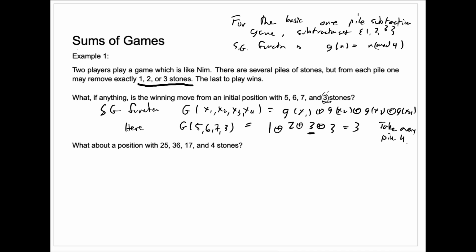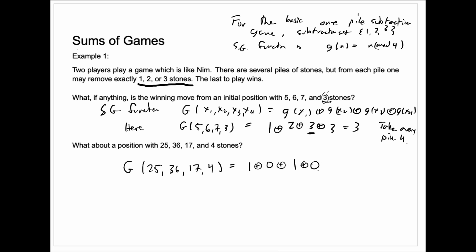Well, what if we started with 25, 36, 17, and 4? Well, again, it makes very little difference how big these numbers are. The nim sums are very easy to compute, especially since the Sprague-Grundy function for the individual piles reduces all the values to 0, 1, 2, or 3. So we can compute the Sprague-Grundy function for this initial setup, 25, 36, 17, and 4, is just little g of 25. So what is 25 mod 4? It's just 1, plus little g of 36, which is 0. That's a multiple of 4, plus the 17. Little g of 17 is 1, and 4 is 0.